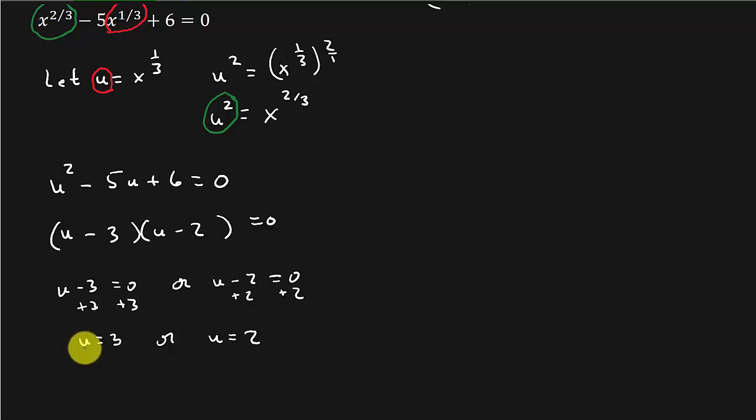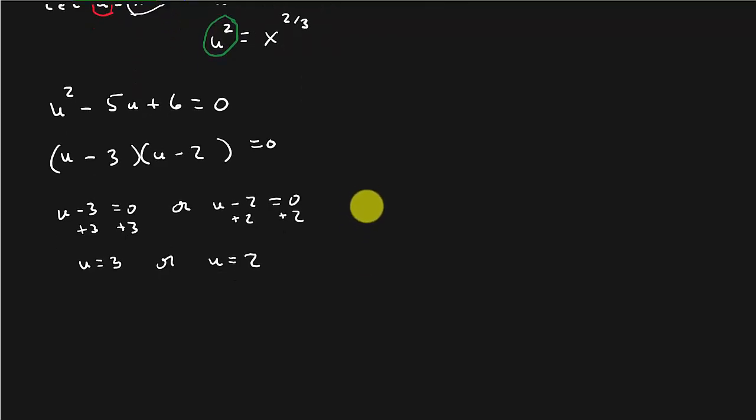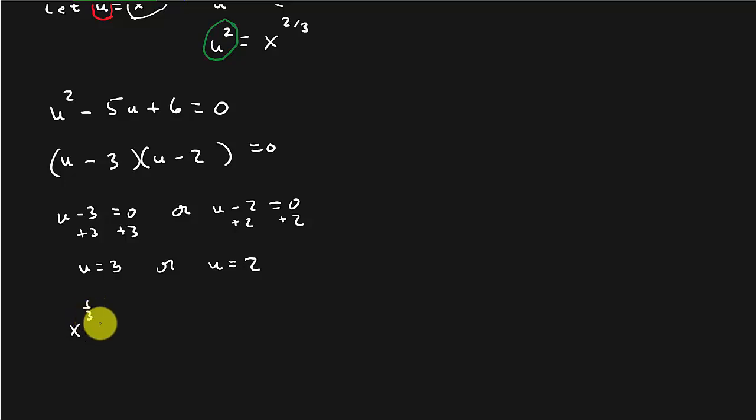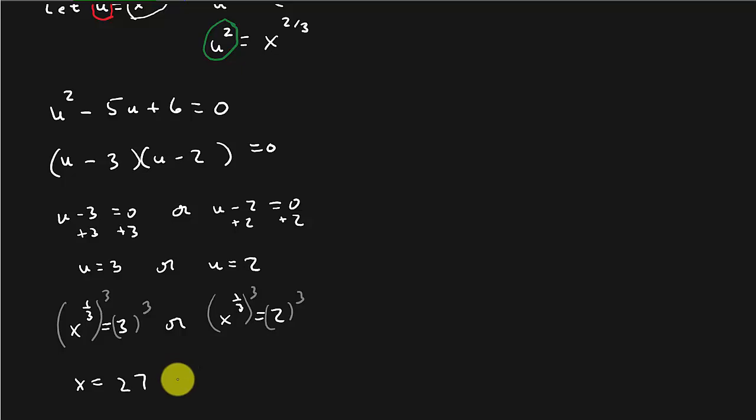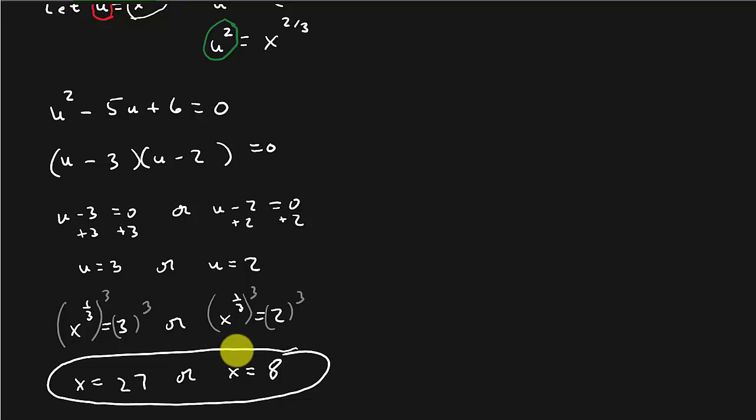Well, notice I have u here. So I'm going to take u and plug the x to the 1/3 back in. So that's x to the 1/3 equals 3, or x to the 1/3 equals 2. And then what do I do to solve this? Well, I can cube both sides. So that's going to be x equals, and then 3 cubed is 27. And do the same thing here. I'm going to cube both sides. And so that's going to give me x equals 8. And there's your solutions. So that wasn't too bad.